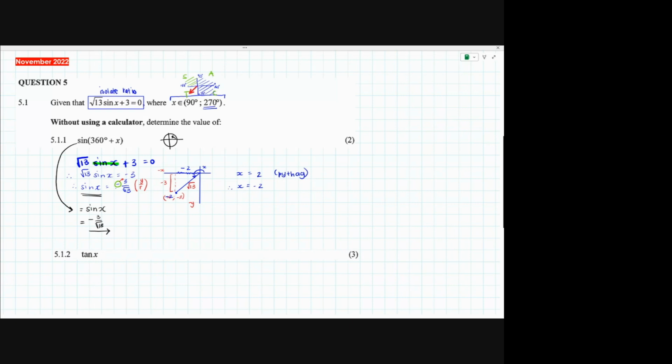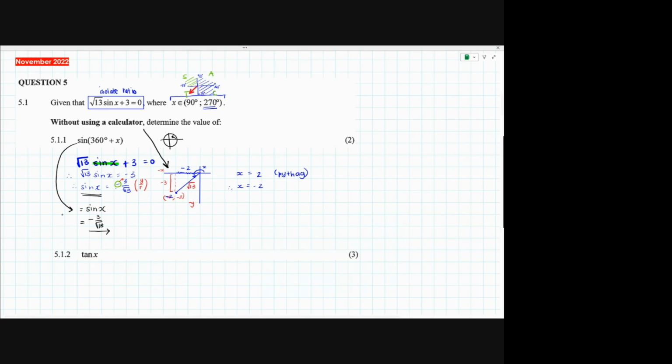Please also remember, it's asking you to do this without a calculator, hence why the diagram is so useful to you. Because once you know what ratio you're working with, for example here sine of x, you quite literally just read that information off your diagram. There is nothing more that you need to do except for reading off the information.